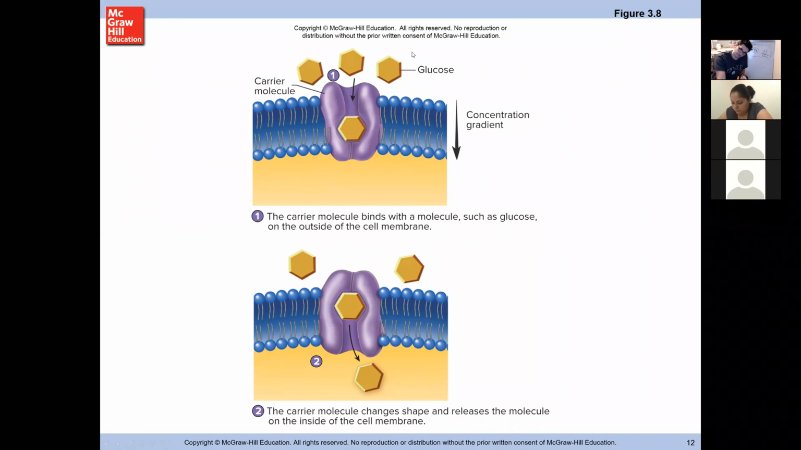Obviously, outside the cell we have 3 glucose molecules. Inside the cell we have 0. It makes sense that our concentration gradient goes that way, into the cell.